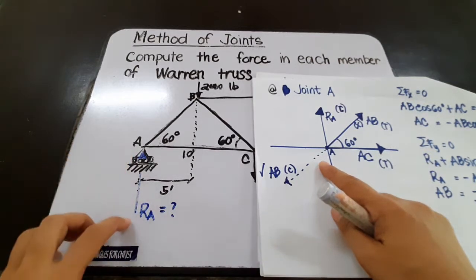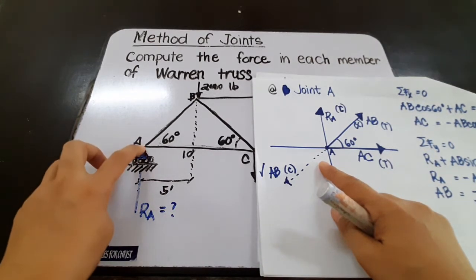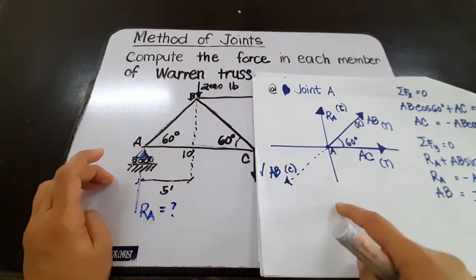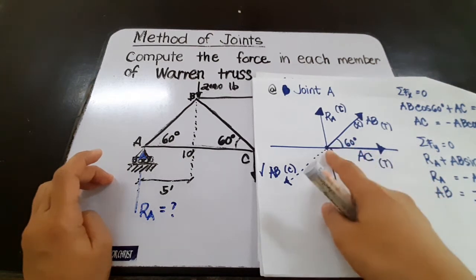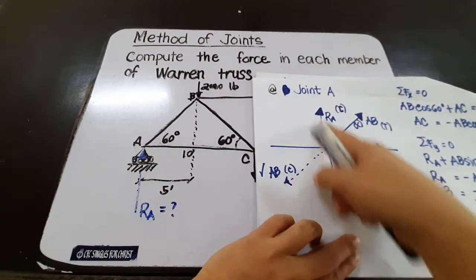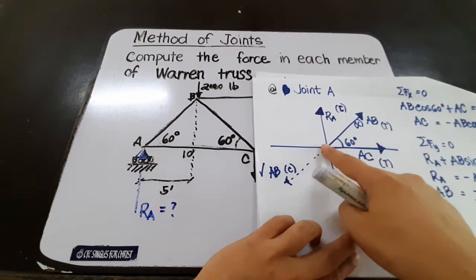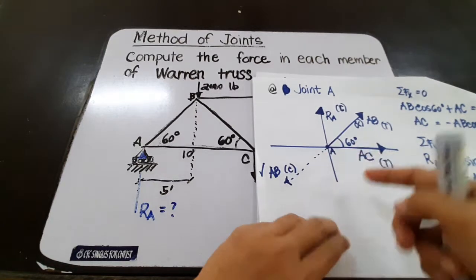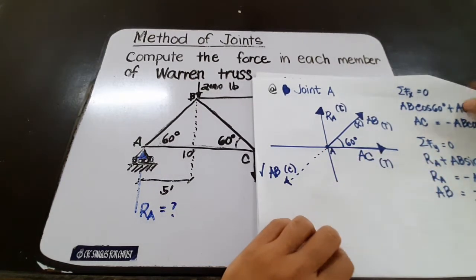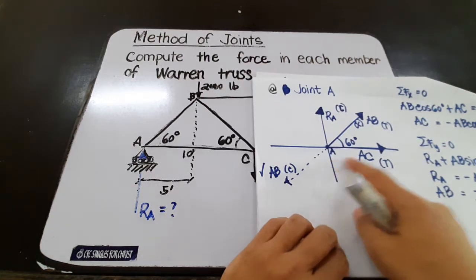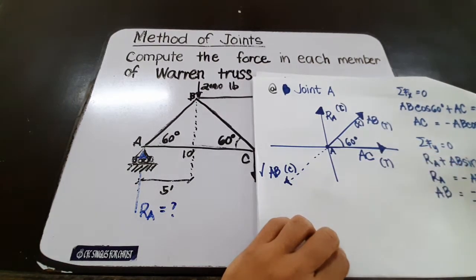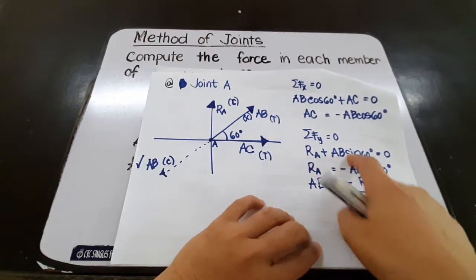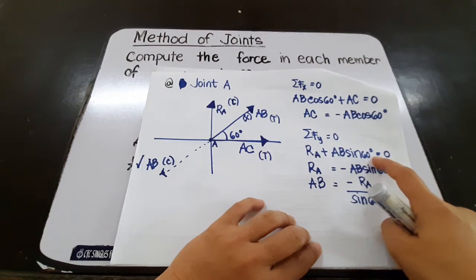So, RA is a compressive force, so it's acting towards point A. And if it's acting towards point A, we can extend the line of action so that all the tails of the forces are at this point. Okay, going back, we take again the summation of forces along Y, and we have RA plus AB sine 60 equal to 0.